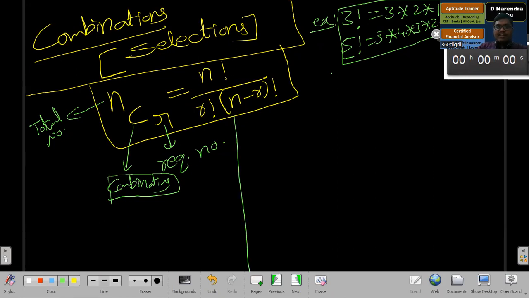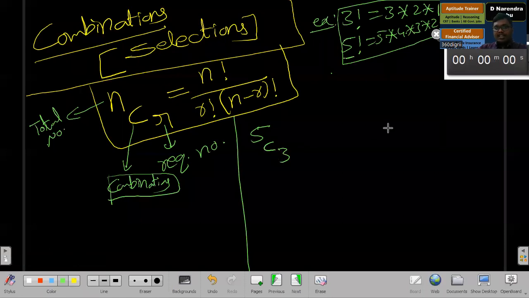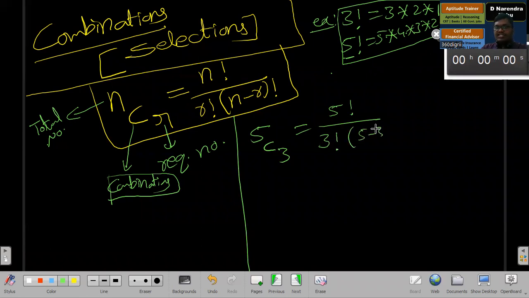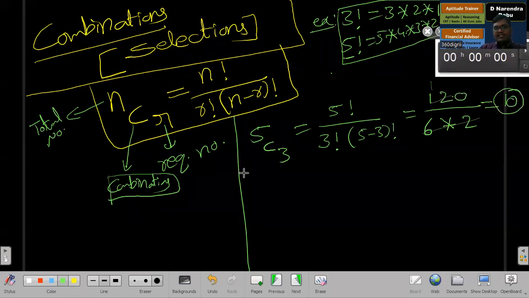Now let us see an example, guys. Suppose 5C3. Try to calculate, everyone. How to calculate 5C3? 5 factorial by 3 factorial into 5 minus 3 factorial. 5 factorial means 120, by 3 factorial, which is 6, and 5 minus 3 is 2 factorial, which is 2. So 6 twos are 12, 120 by 12, total 10 is the answer. So finally 5C3 is equal to 10.